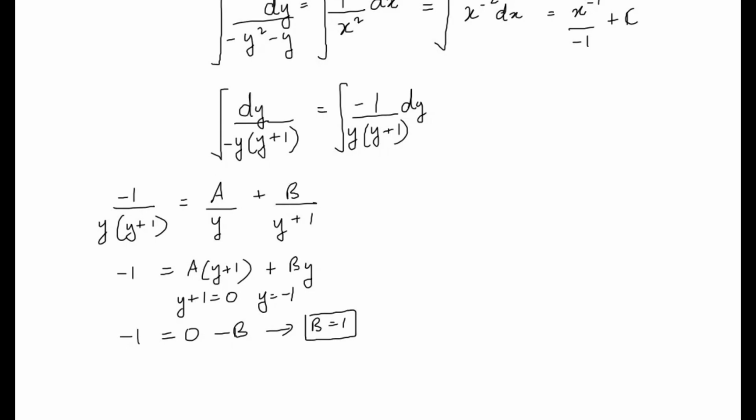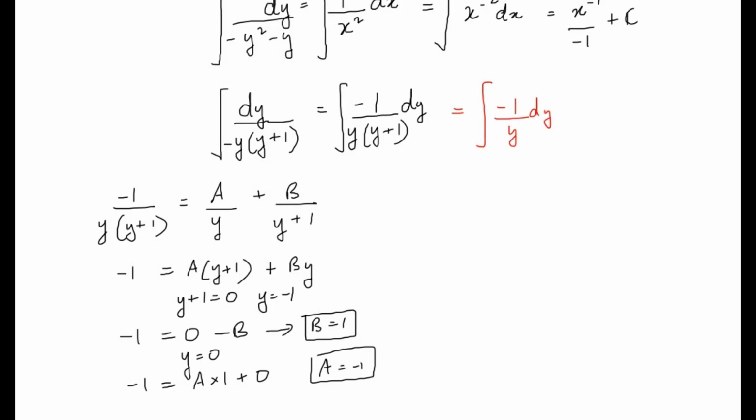Now we are equating the second factor to 0. So y is equal to 0. Input that. Minus 1 is equal to A into 1 plus C. That gives me A is equal to negative 1. I'm going to put it back in here. So this becomes integral of the first partial fraction, negative 1 over y dy, plus integral of the second partial fraction, 1 over y plus 1 dy.